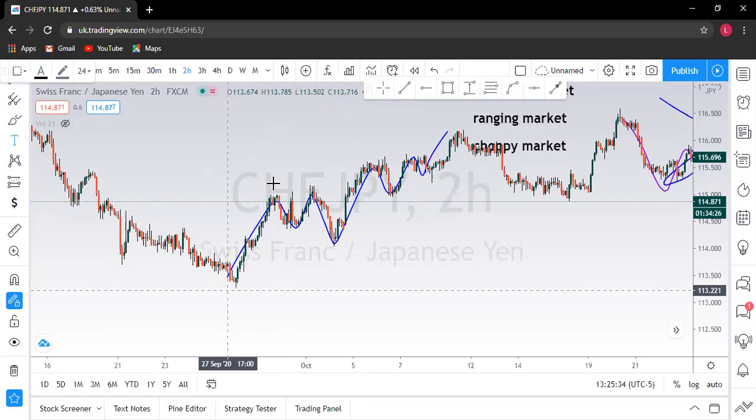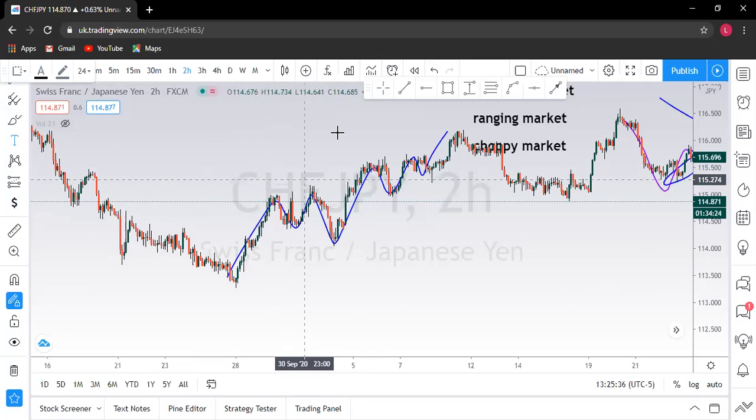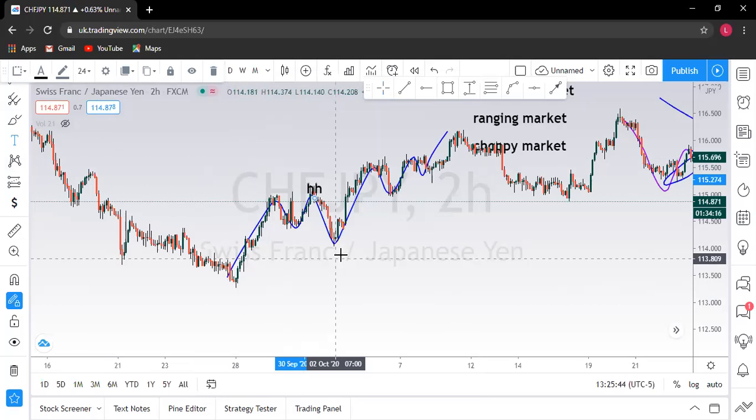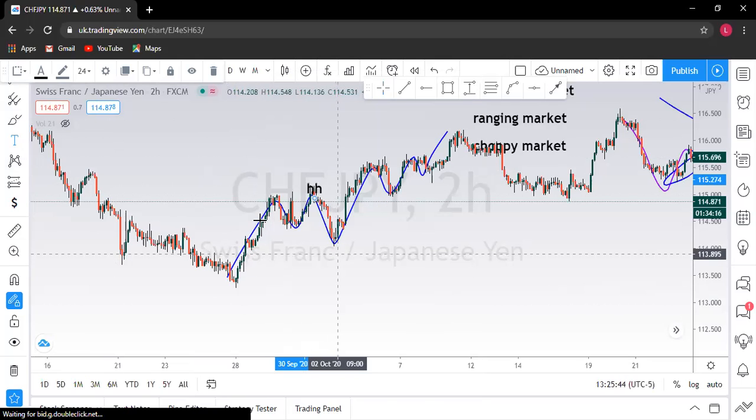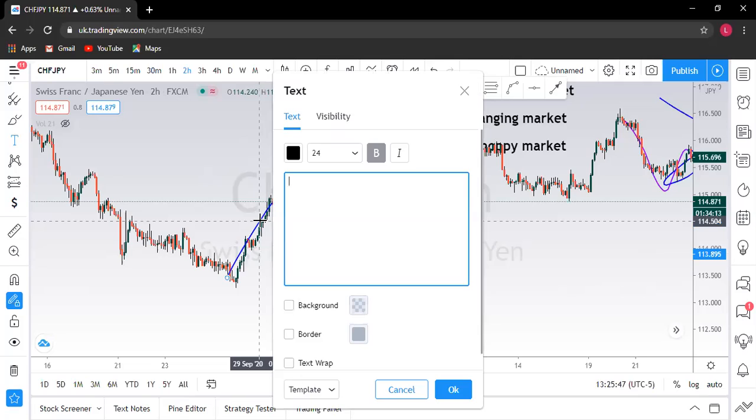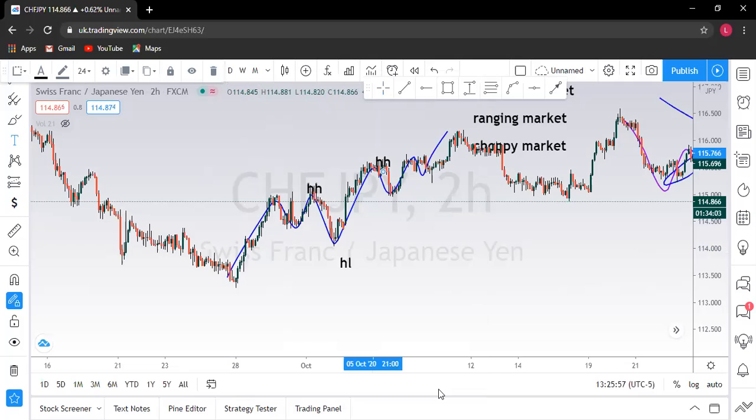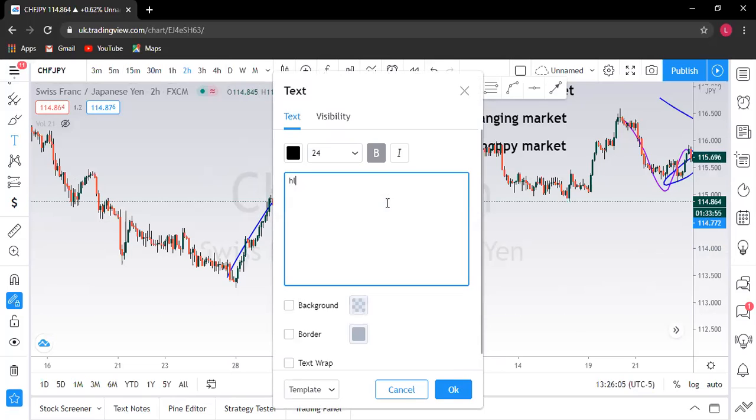This is a high high. Let's use this swing. High high, and this is a high low, and this is a high high, and this is a high low, a high low. But for all these things, there are rules.